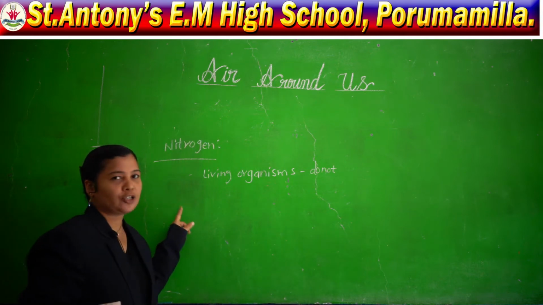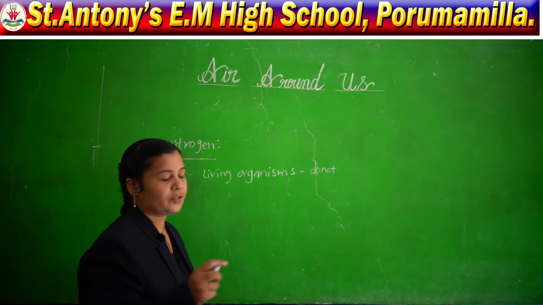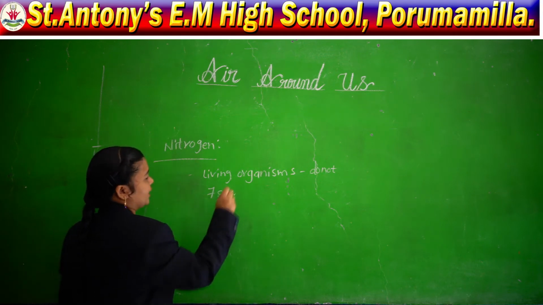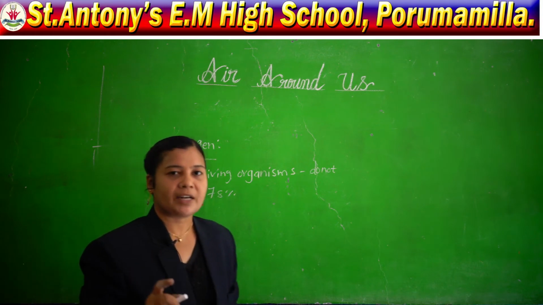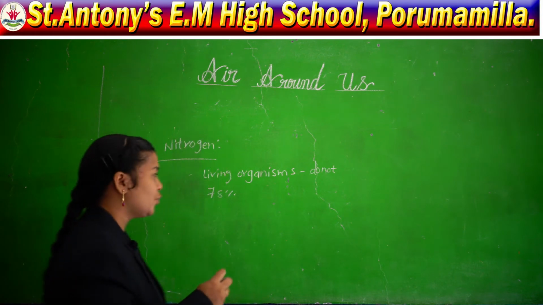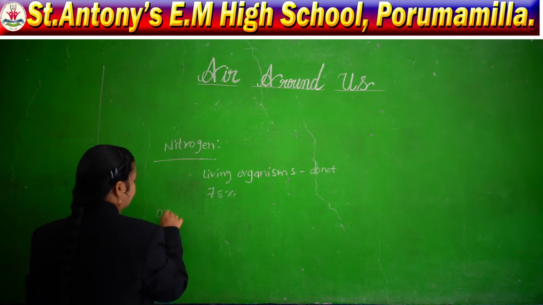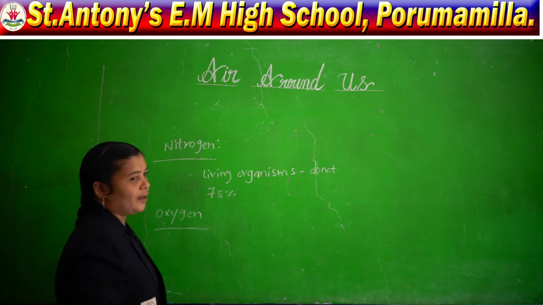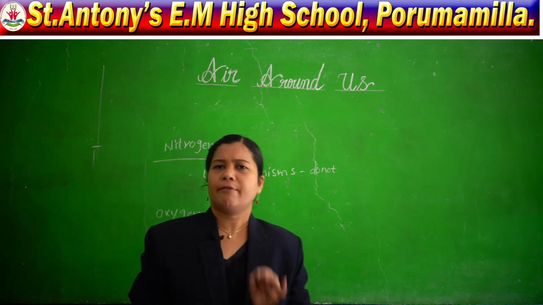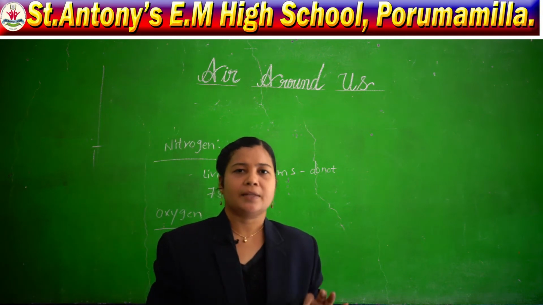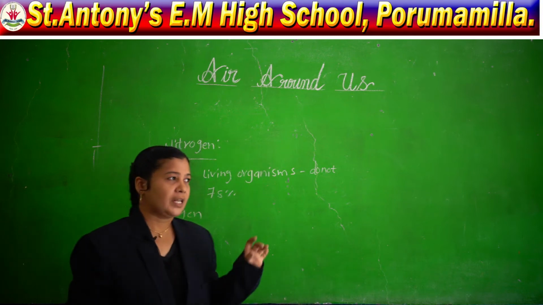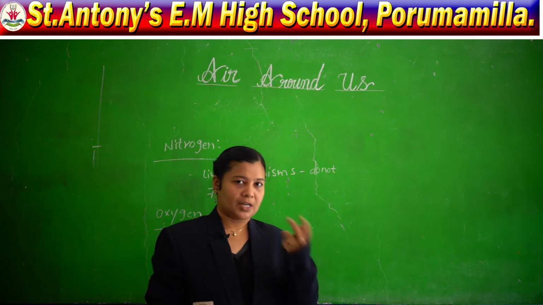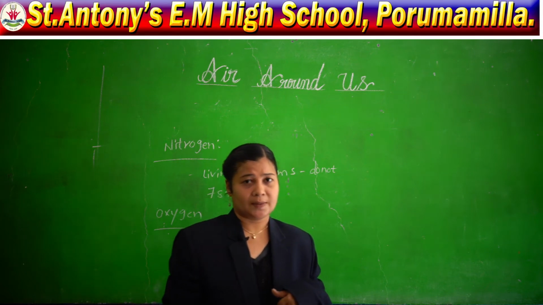Which gas? Nitrogen. What percentage of nitrogen is in the air? 78%. Next, moving on to oxygen. What is the other gas? Oxygen. We all know that every organism needs oxygen to survive. Which gas do they need? They need oxygen. We are inhaling oxygen.